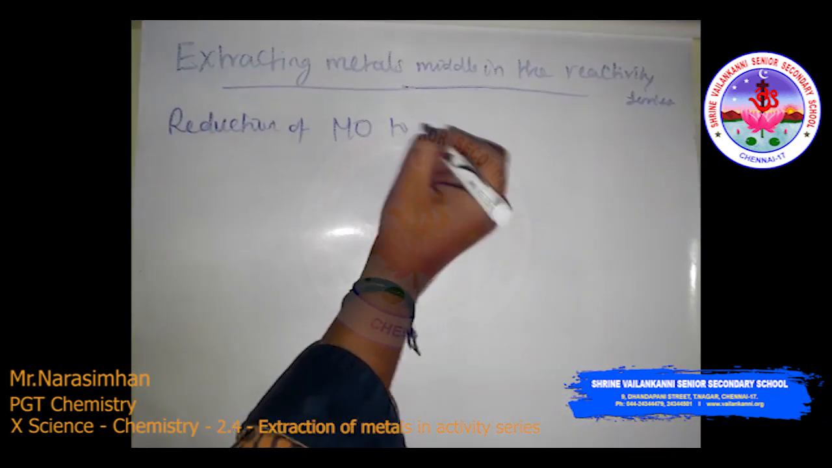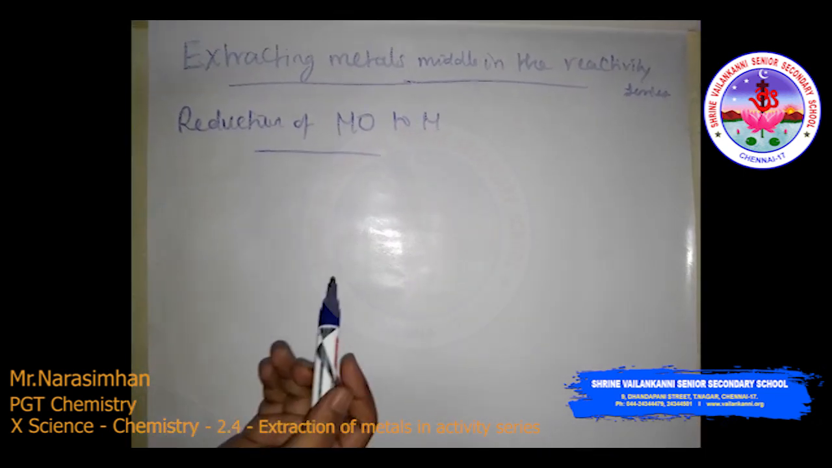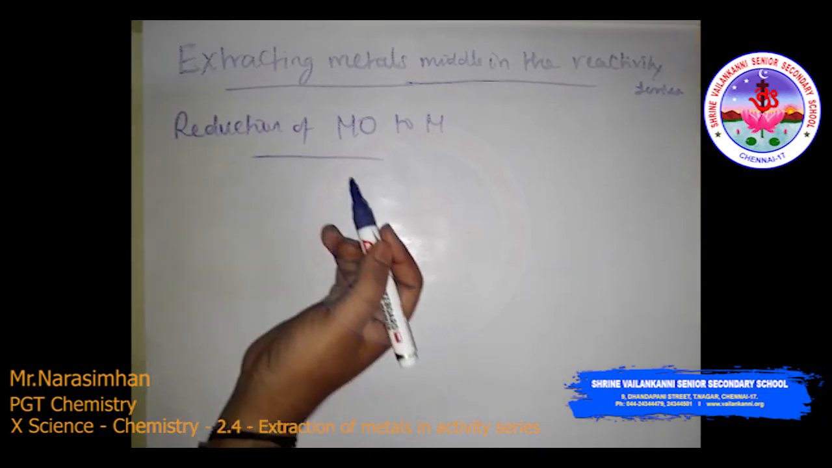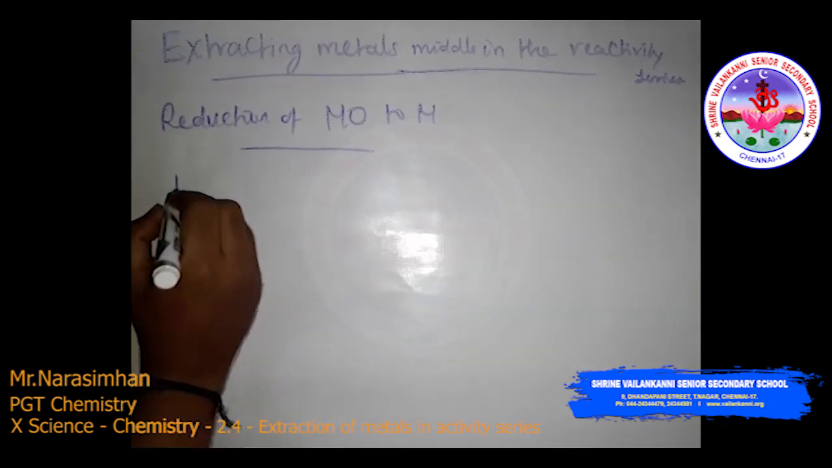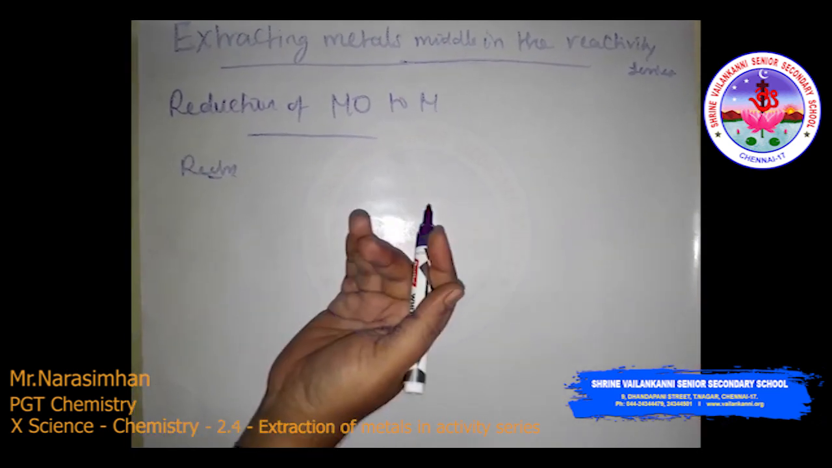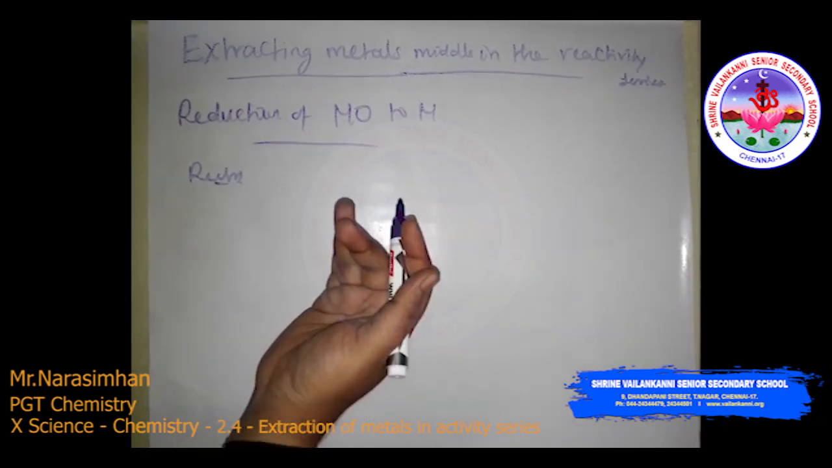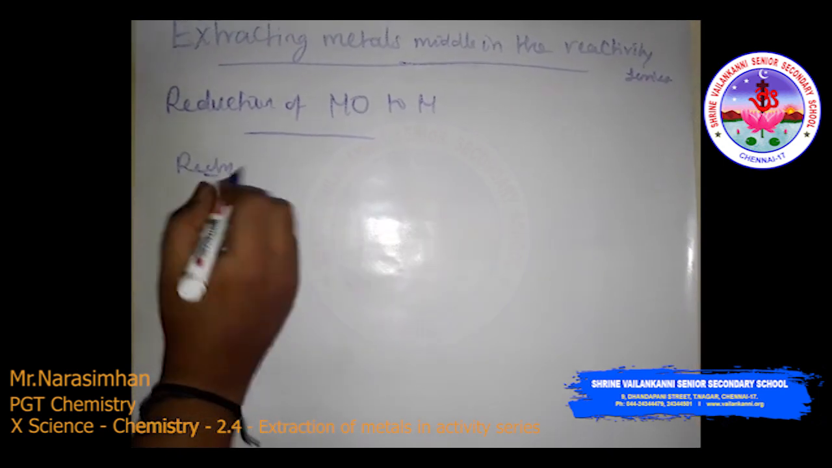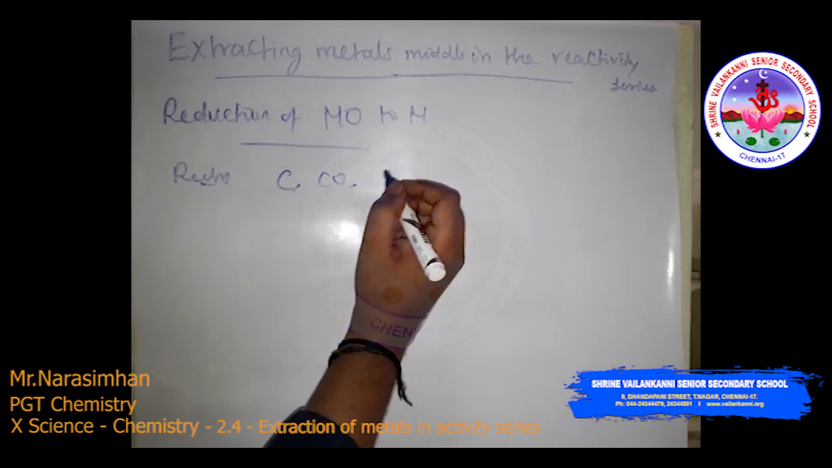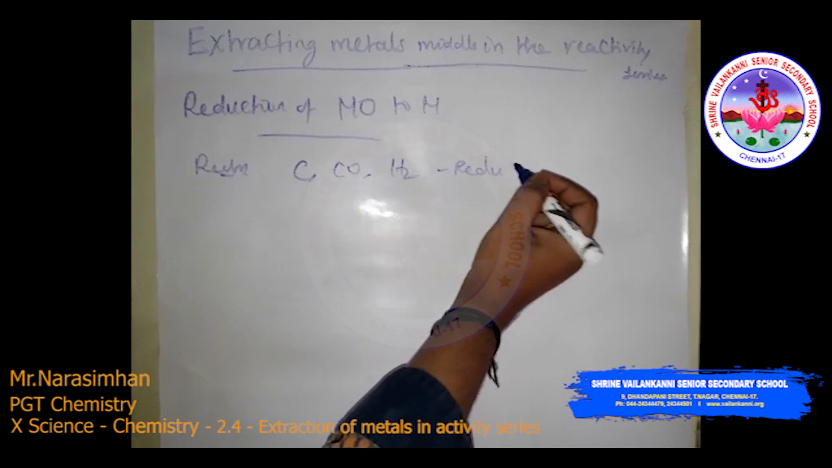Reduction of metal oxide to metal. Yes, already we discussed that calcination roasting process. What you will get, that is zinc oxide. Reduction means the removal of oxygen from a compound, and for that we have to use a reducing agent, that is carbon monoxide or hydrogen. So these are called reducing agents.